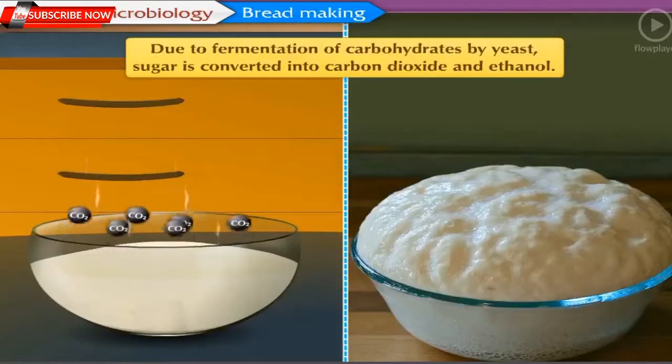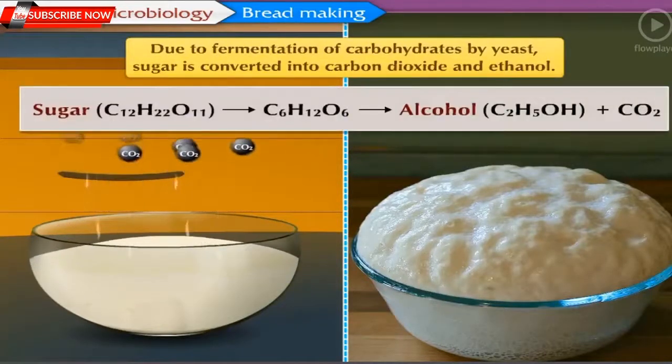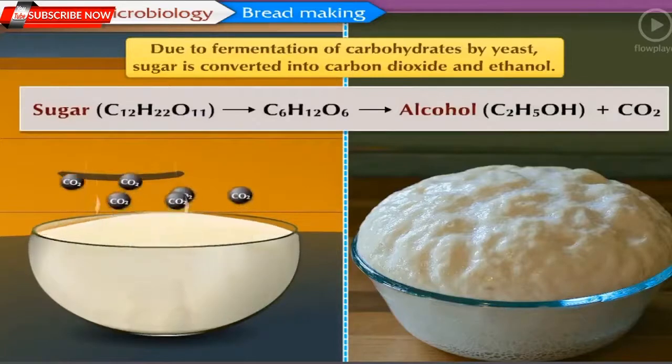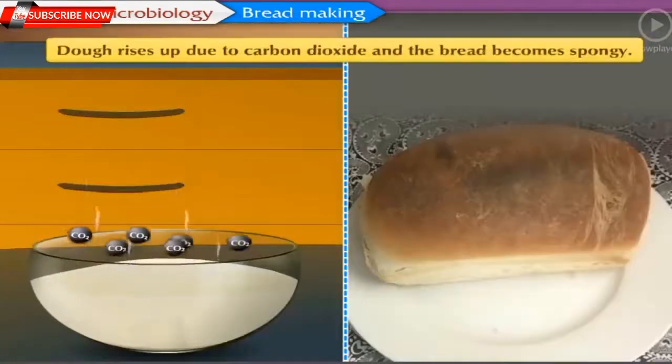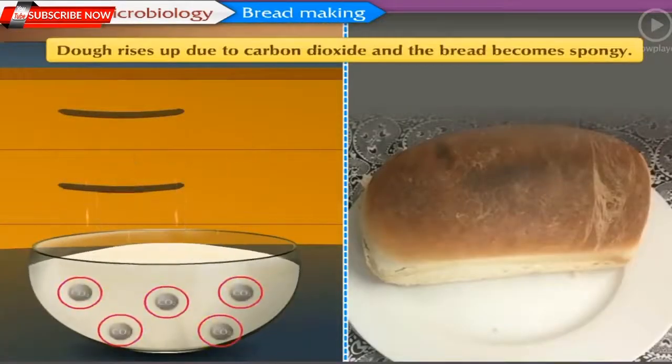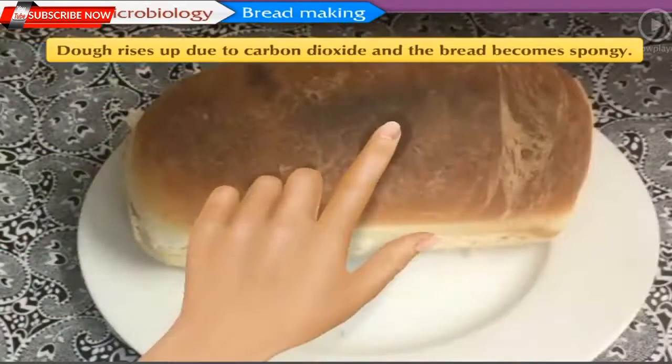Due to fermentation of carbohydrates by yeast, sugar is converted into carbon dioxide and ethanol. Dough rises up due to carbon dioxide and the bread becomes spongy.